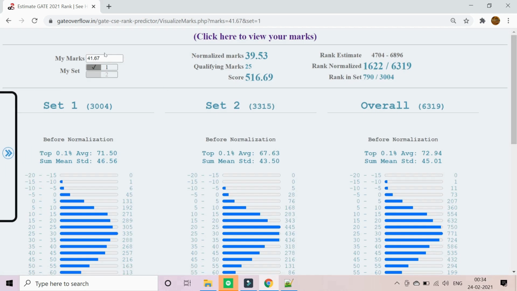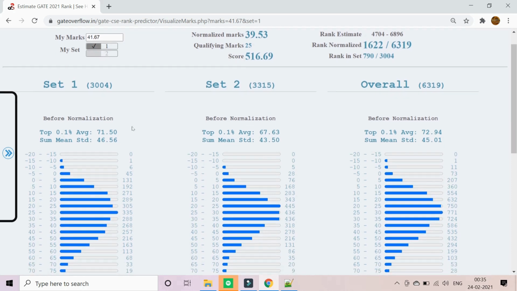Here, the marks are automatically populated as well as the set. They usually use a scaling formula for the normalization. Here the marks are 41.67 but the normalized marks are 39.53 for set 1. But when we go for set 2, the normalized marks are 42.89. Based on this, we can say that this year set 2 is more difficult than set 1.